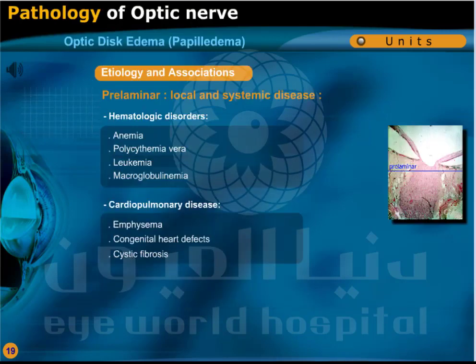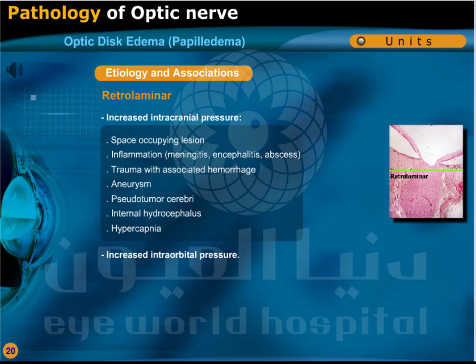Hematologic disorders such as anemia, polycythemia vera, leukemia, macroglobulinemia. Cardiopulmonary diseases such as emphysema, congenital heart defects, and cystic fibrosis. Retrolaminar, caused by increased intraorbital pressure or increased intracranial pressure, as in space-occupying lesion, inflammation, meningitis, encephalitis or abscess, trauma with associated hemorrhage, aneurysm, pseudotumor cerebri, internal hydrocephalus, and hypercapnia.